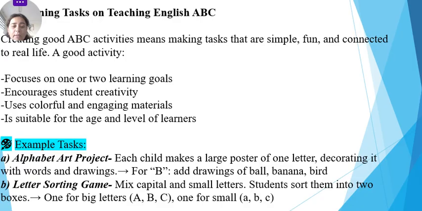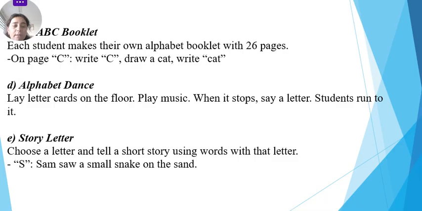Students sort them into two boxes. For example, one for big letters and one for small letters. ABC booklet, and each student makes their own alphabet booklet with 26 pages. For example, on page C, write C and draw a cat and write the word cat. And the next one is alphabet dance. Lay the letter cards on the floor, and you should play music. When it stops, say a letter and students run to it.